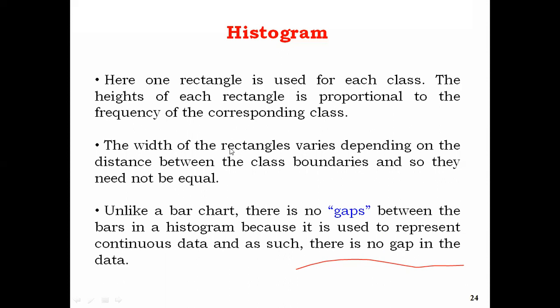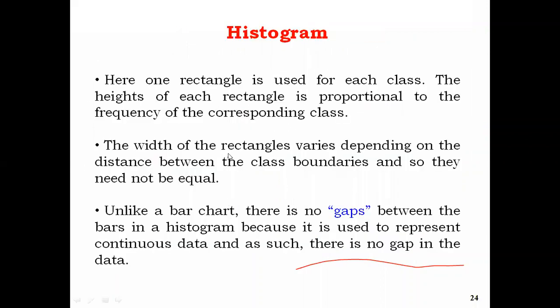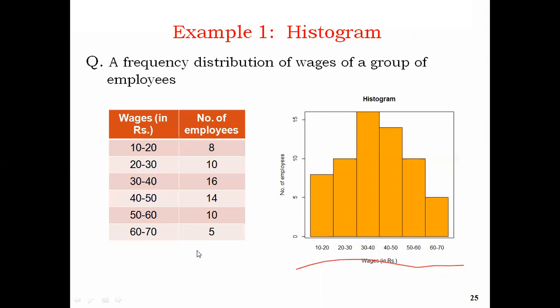And the width of the rectangles varies depending on the distance between the class boundaries. Okay, the width of the rectangles, what does that mean? Just see this. These are the rectangles, and the width means the difference from here, from the first rectangle to the second rectangle. Here all are the same, but now see what I'm telling. The width of the rectangles varies depending on the distance between the class boundaries, and so they need not be equal. It may be equal in this diagram.